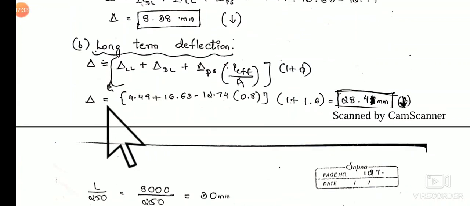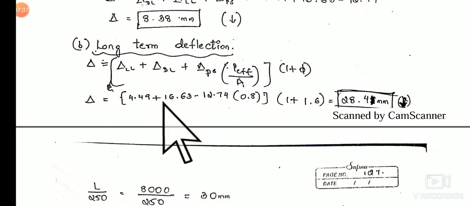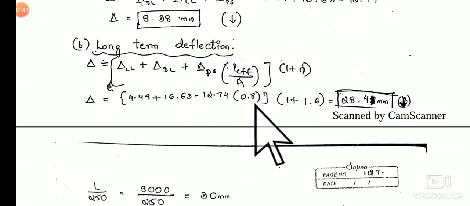On simplification, we get delta is equal to, due to dead load 4.49, due to live load 16.63, minus 12.74 into 0.8, into (1 plus creep coefficient 1.6). On simplification, we are going to get the long term deflection as 28.4 mm in the downward direction.